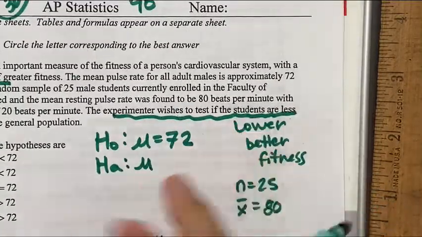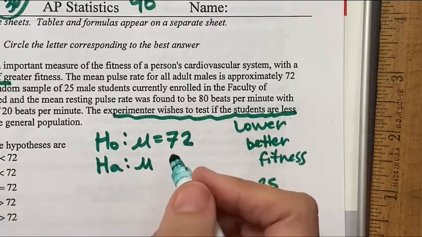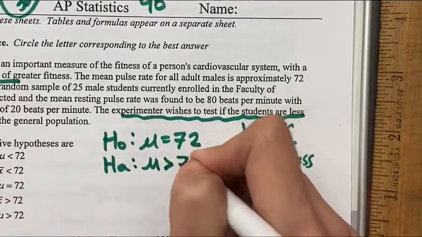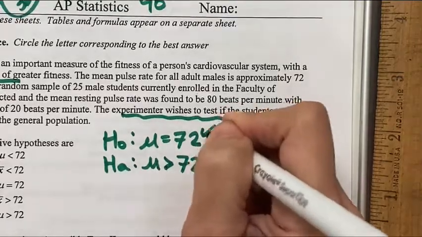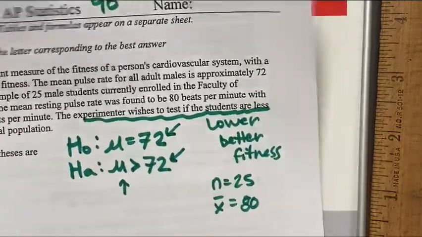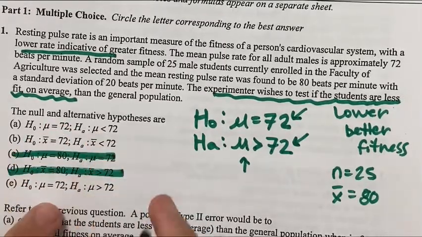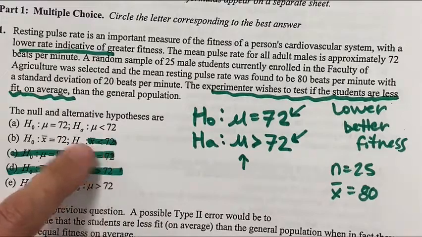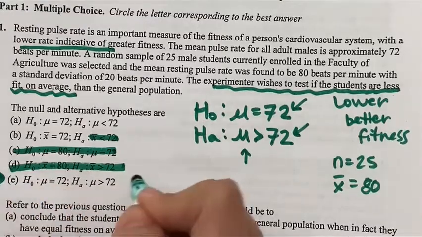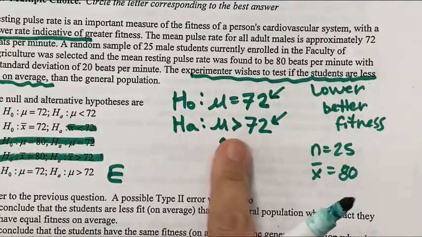Well, if they were more fit, the true value would be something lower than 72, but they believe they are less fit. So they believe they would get something higher, and they actually did get something higher. Okay, so this is the accepted truth. We have a sneaky suspicion of something higher than the accepted truth. So these always have to be the same number, and we don't put an X bar there. So we're looking at E as our answer, because if they're unhealthy, that would be greater than.